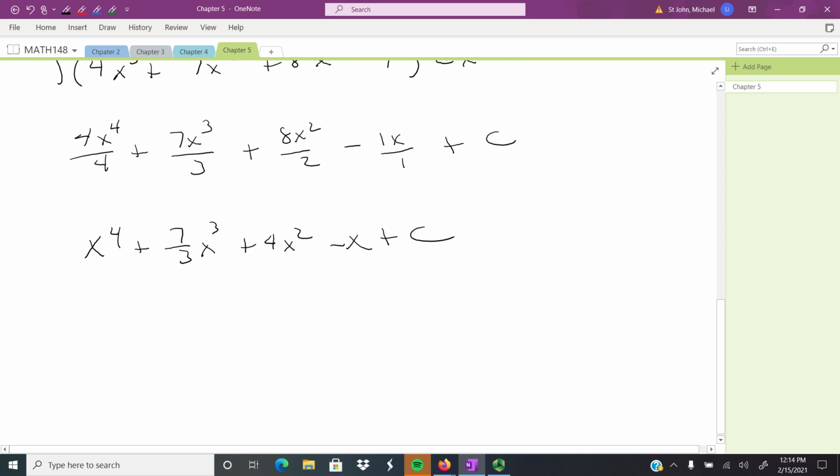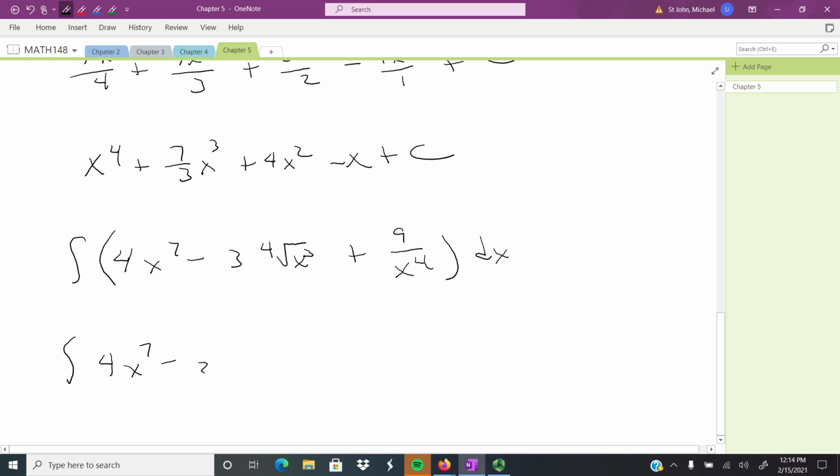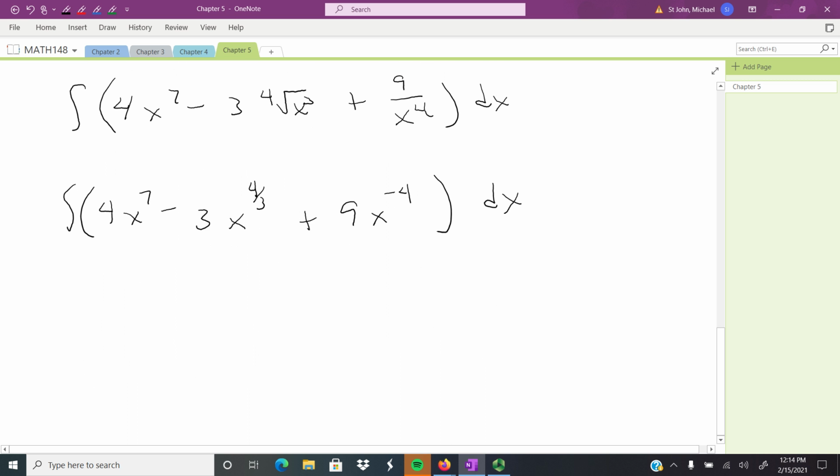Right. Let's look at another example. Integral of 4x to the 7th, minus 3 times the 4th root of x cubed, plus 9 over x to the 4th. So the first thing we want to do is rewrite this, get everything on the same line. So this is going to be x to the 4 thirds. This will be 9x to the minus 4th. Right. Now that we have it there, we can do our integral.